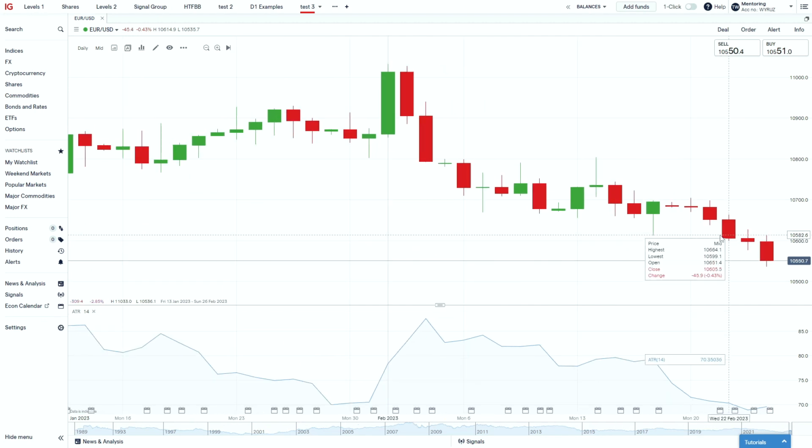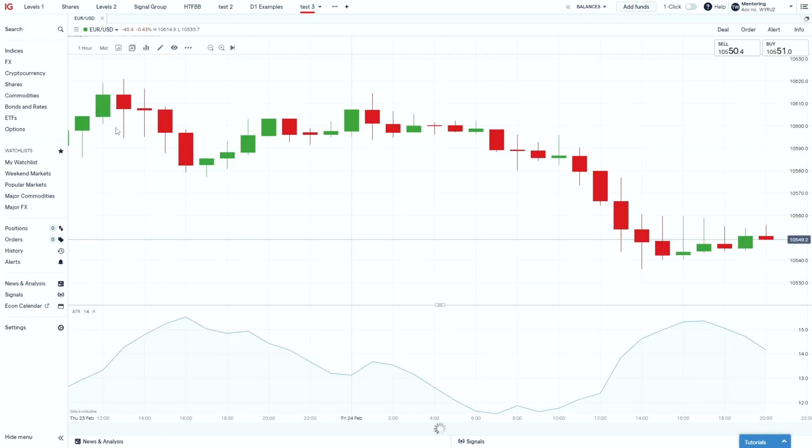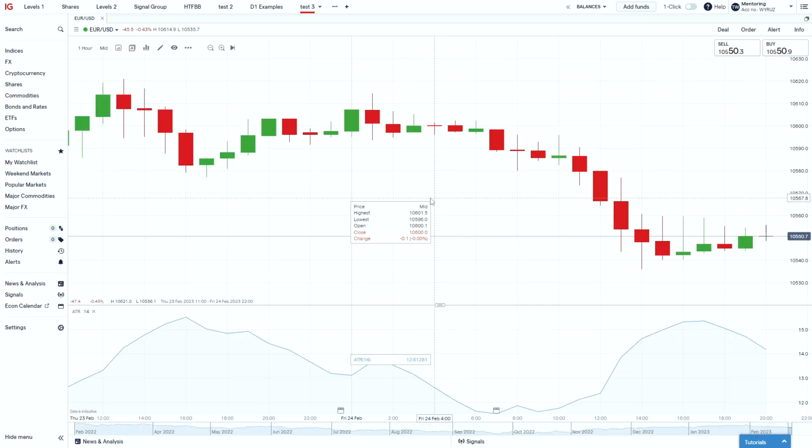So let's take the Euro USD example here, and we'll check the daily ATR to start with. Today, if we go to this ATR value, which is 69.6, so let's say the ATR of 70 at the moment. Now let's drop down to the hourly chart. Say if you were trading on the hourly, this would give you a good indication of how far the market may move in a given 24 hours.